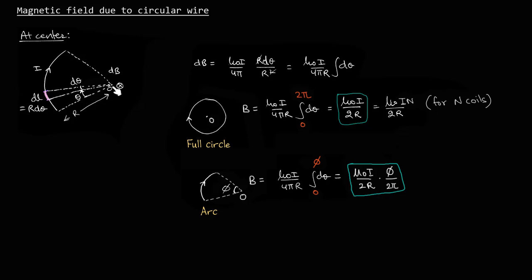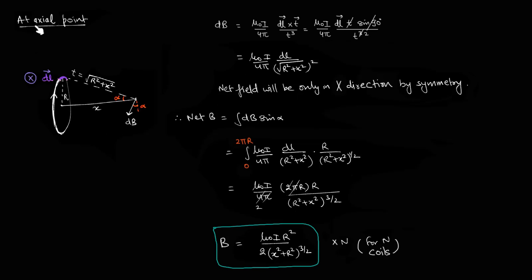So this is the magnetic field at the center of the circle. Now let's see what the magnetic field will be at an axial point for the complete loop. This is again the same loop with radius r, and we are supposed to find the magnetic field at a point, let's say P, which is at a distance x from the center. If this is r, this is x, this is root of r square plus x square.